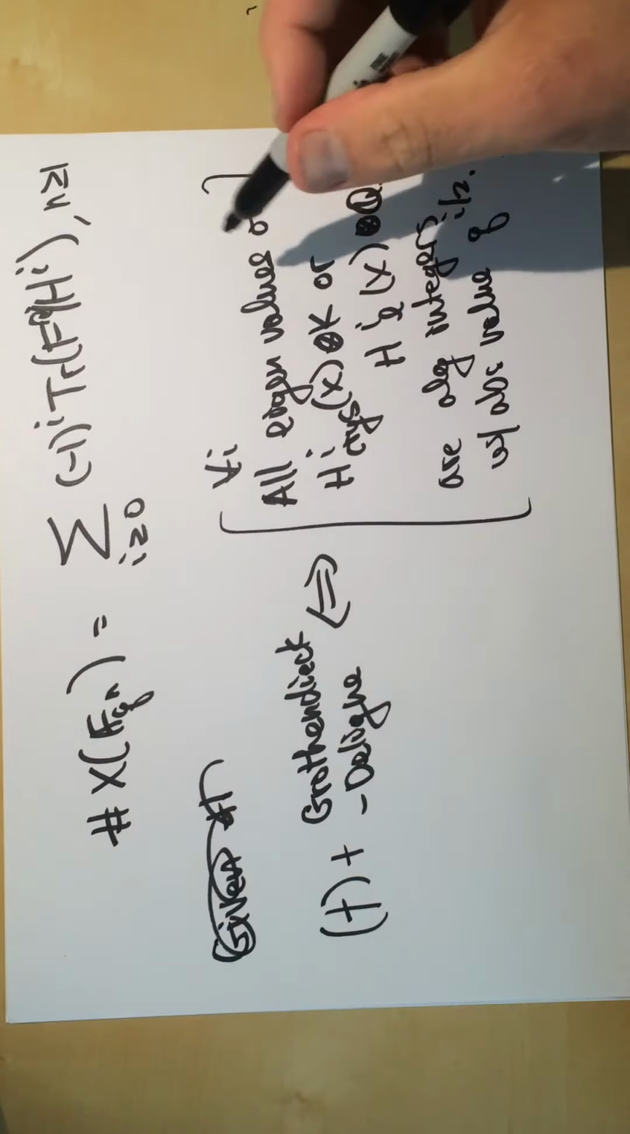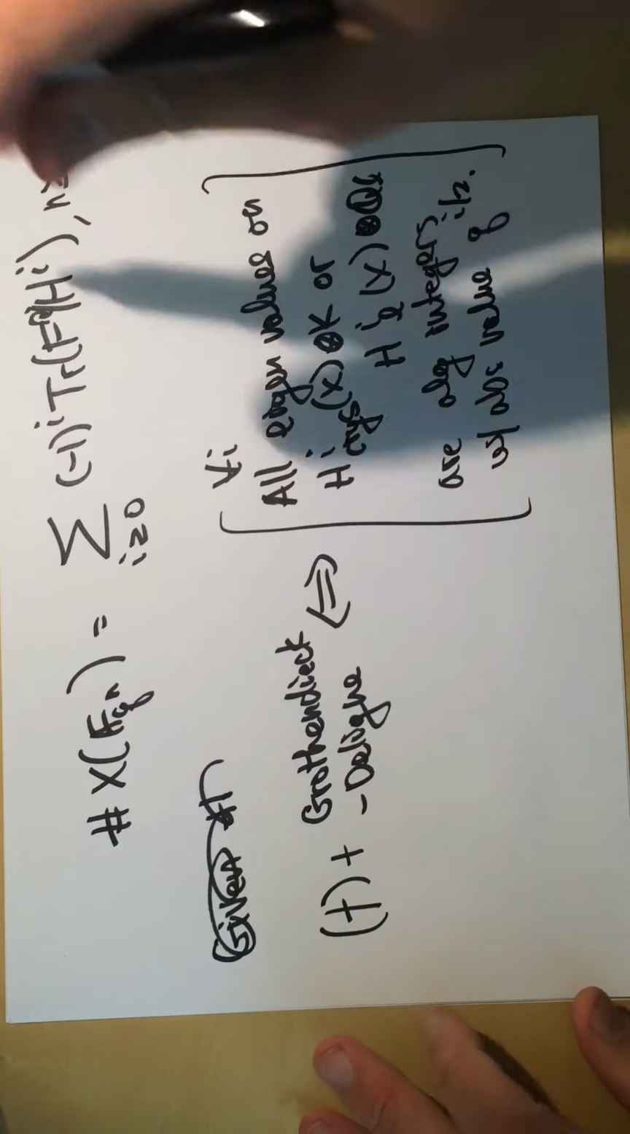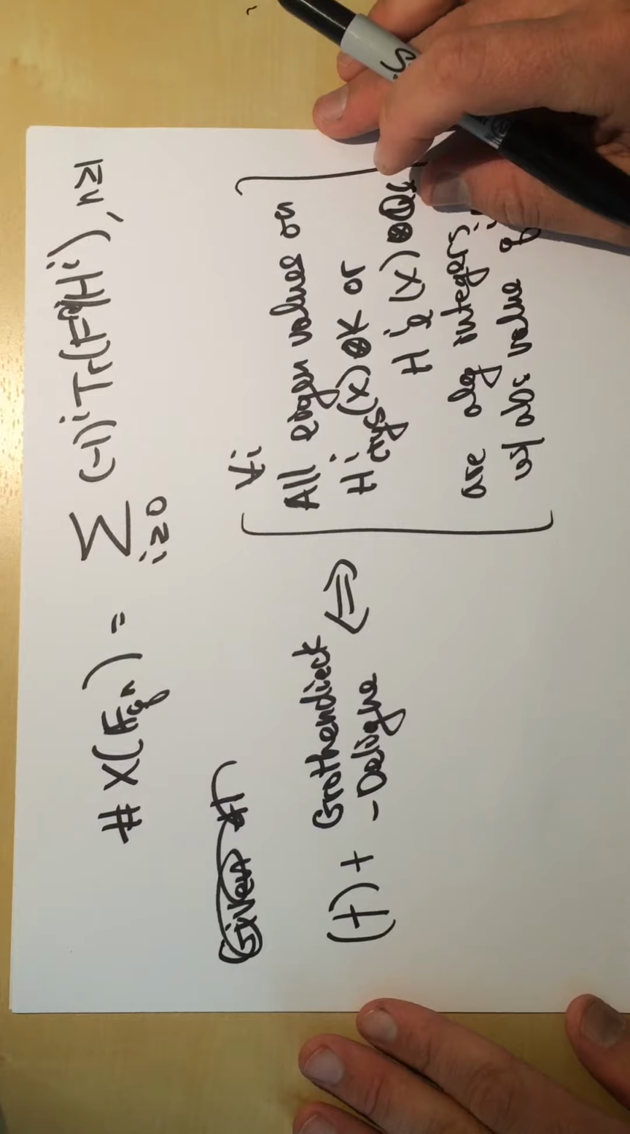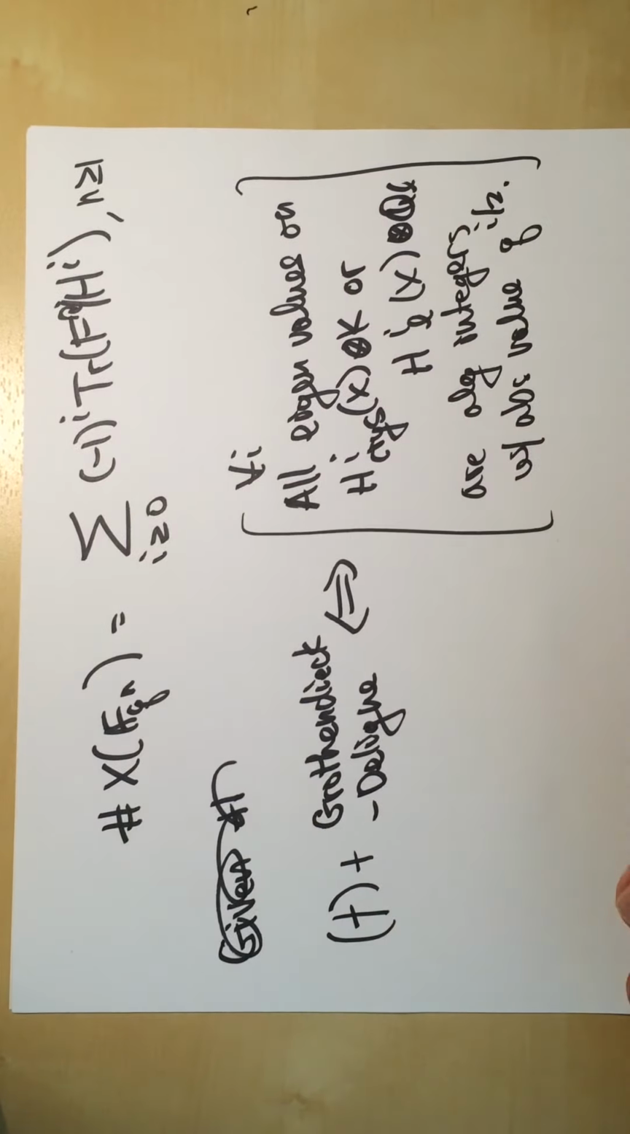So there's this back and forth between the statements about the roots of the zeta function and the eigenvalues of the cohomology. Okay, I'm going to stop again, and then I'm going to continue with the next part.